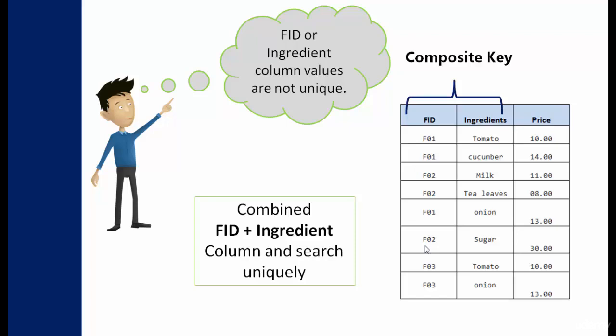Same in case of ingredients. So what we can do is combine both FID and ingredient columns to make it unique. Now both the columns combined are able to search a record.